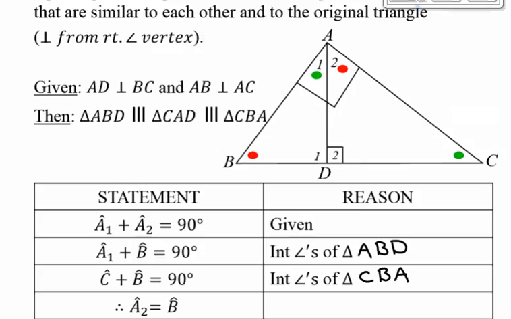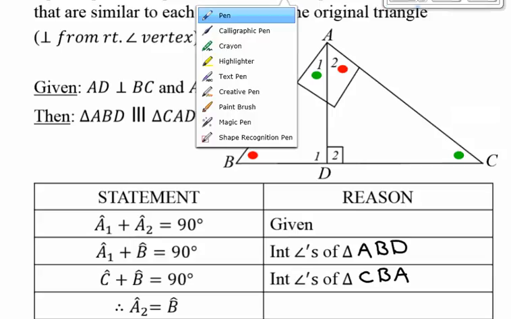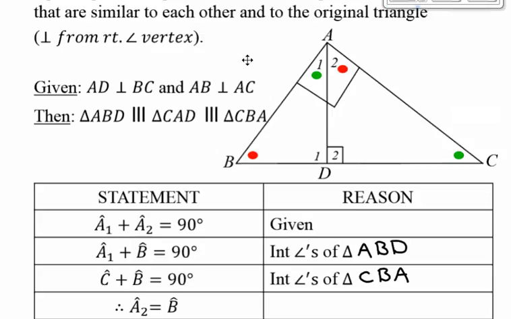Now the conclusions that we can make from that: the first thing is that A2 is equal to B. The reason I know that is because in these first two statements I have A1 and A1 being exactly the same, which means I've got A1 plus something being 90 in both cases, so both of those somethings must be equal. So we know that angle A2 and angle B must be equal. That's why they've been marked off in the same color here.